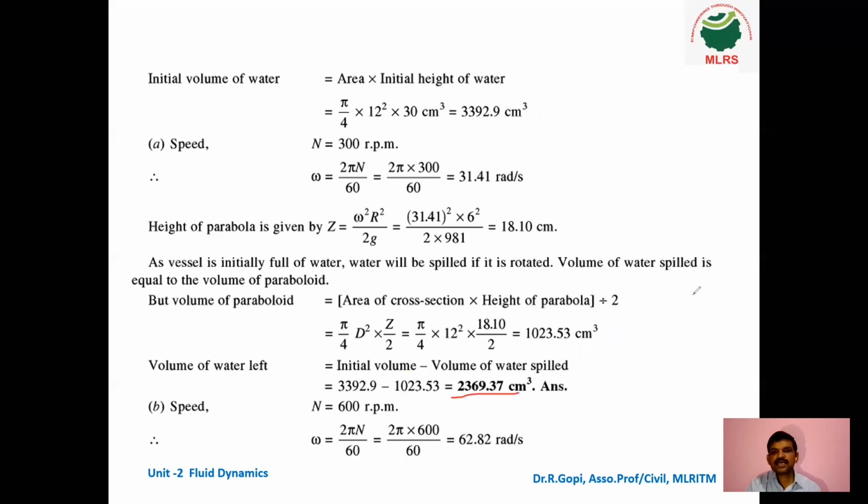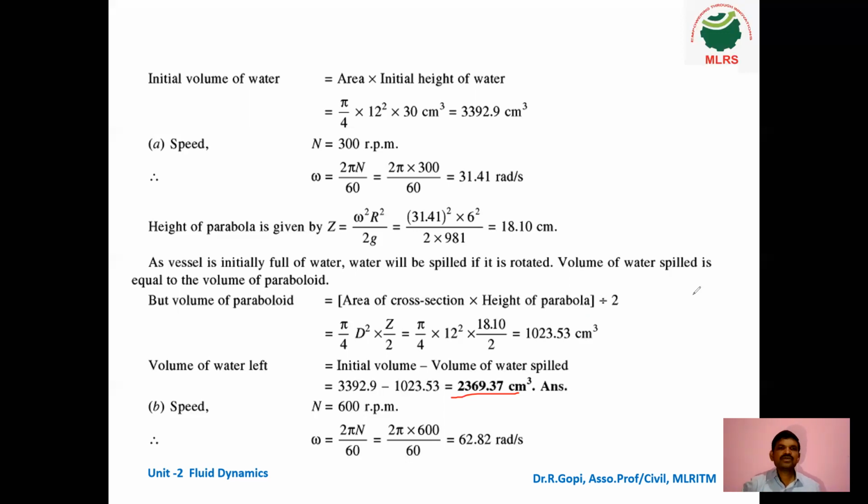What is the answer? 2369.37 centimeter cube. So what is the unit of volume? Centimeter cube or meter cube or mm cube. Here we are substituting all the values in terms of centimeter, so centimeter cube. Okay, so this is the first problem.